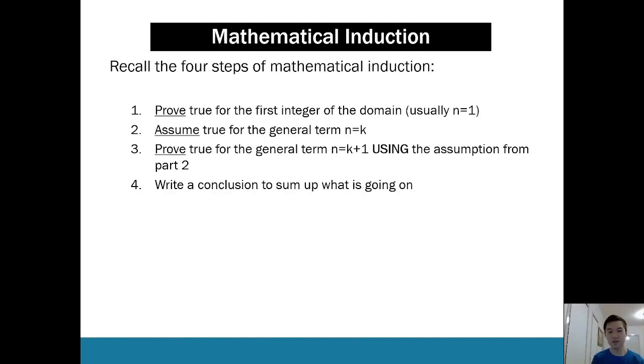So there are 4 main steps of any mathematical induction proof. It doesn't matter if it's equality, divisibility, or inequality. All of these 4 steps will stay true no matter what type of induction question you're doing. The first step is to make sure you prove it true for the first integer of the domain. So read the question. Usually this is n equals 1. However, sometimes it might start with a different integer.